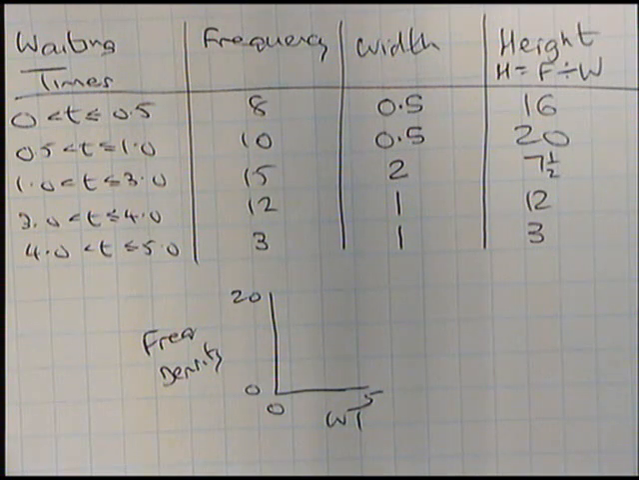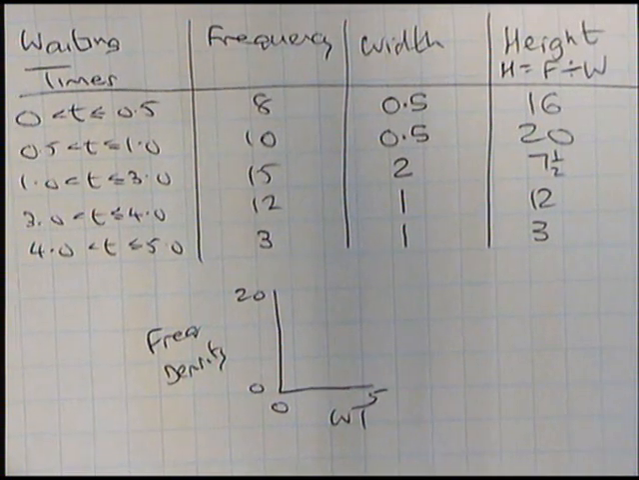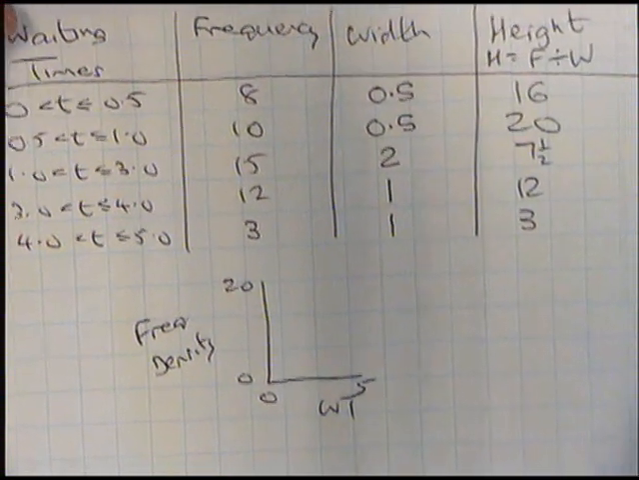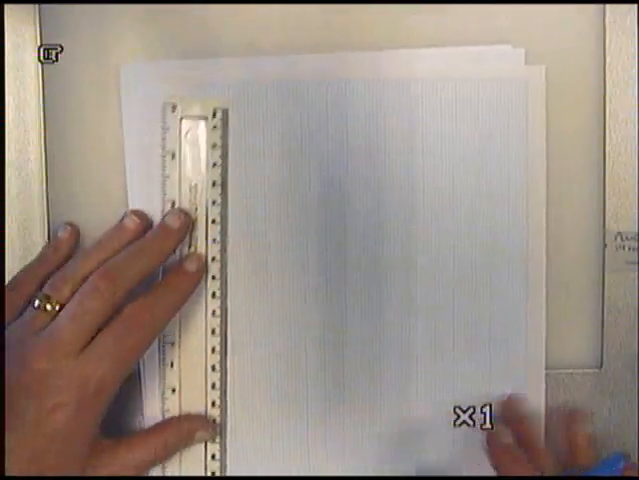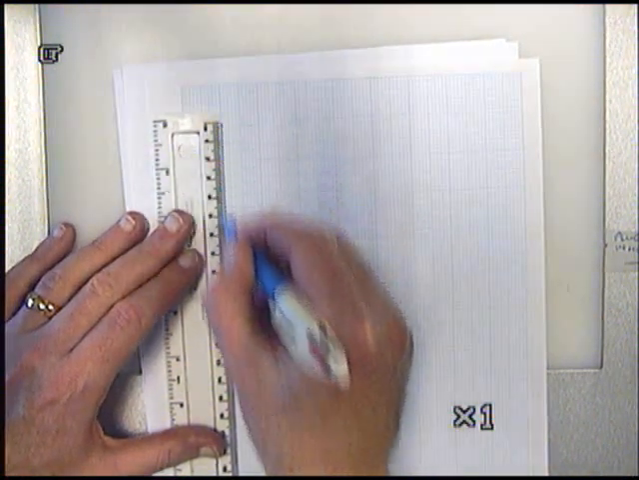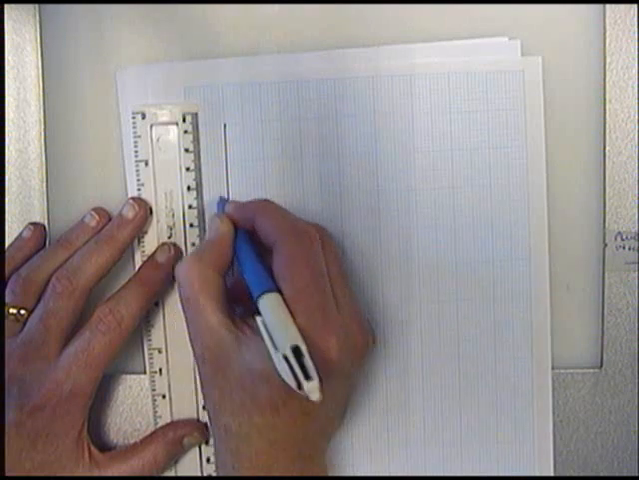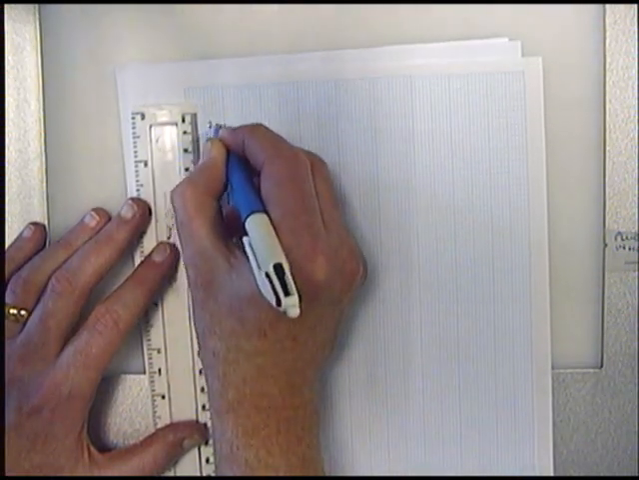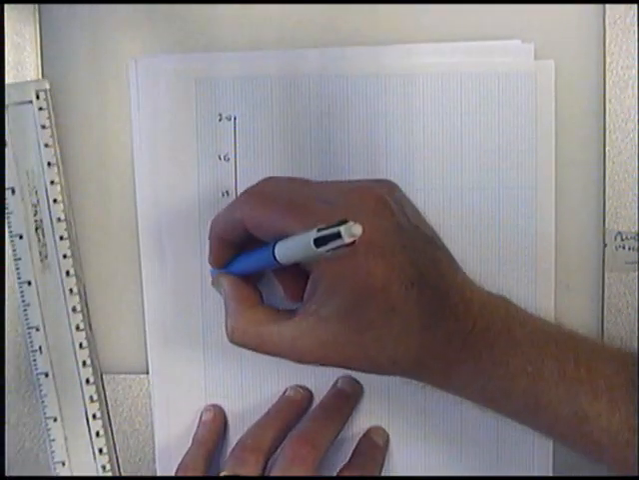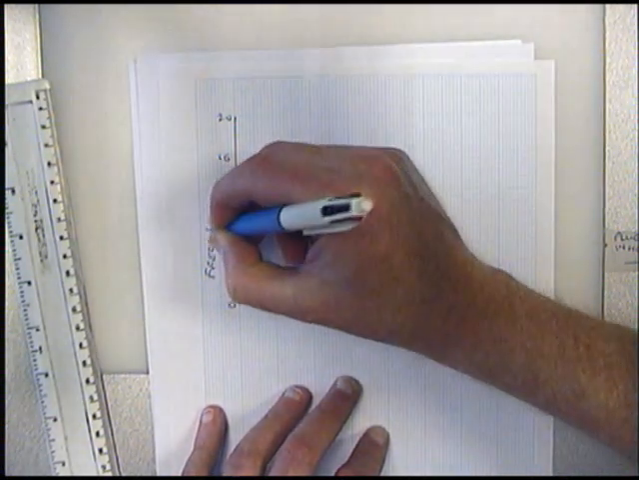Now I'm going to use graph paper. There's graph paper available at the front. And in a minute, when I finish doing the talking, you'll need to do this for yourself. So I need to go up to 20 and across to 5. So if I use some graph paper, if I do here a 10 centimetre line, I can go 0, 4, 8, 12, 16, 20, and that can be my frequency density.